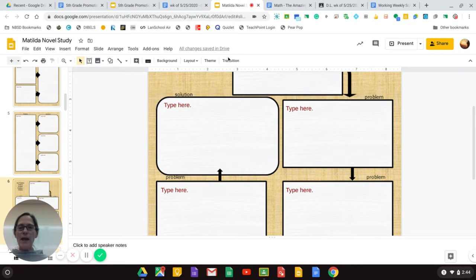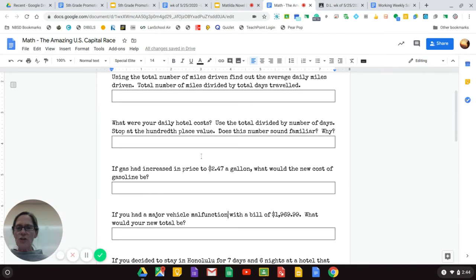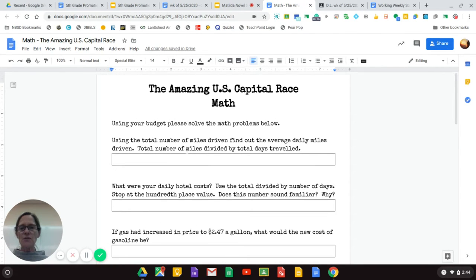Next week. Okay. For math, you all have this document assigned to you. You're going to be using your budget from the Amazing US Capital Race, and you're going to find out on Wednesday who the winner is. You're going to go through each one. It's pretty simple. Using the total number of miles driven, find out the average daily miles driven. You're going to take the total number, divide that by the total number of days you traveled. That gives you the average miles that you drove each day.